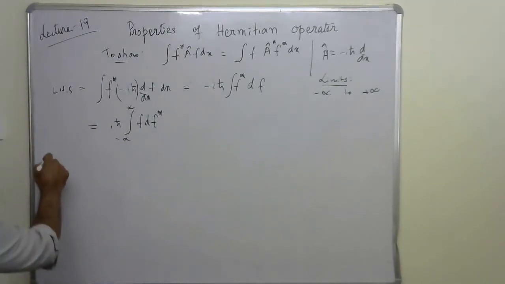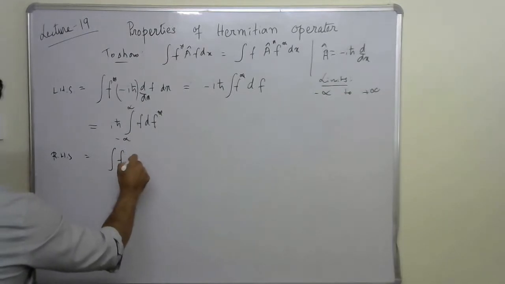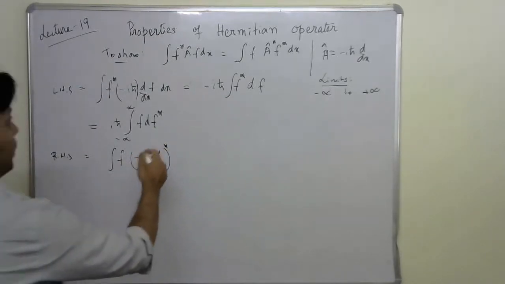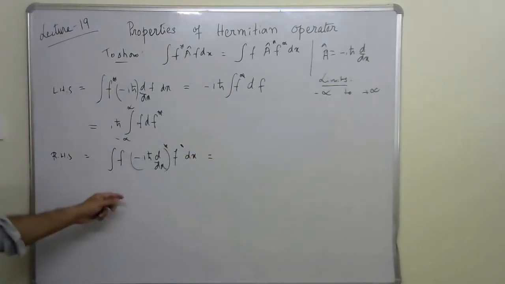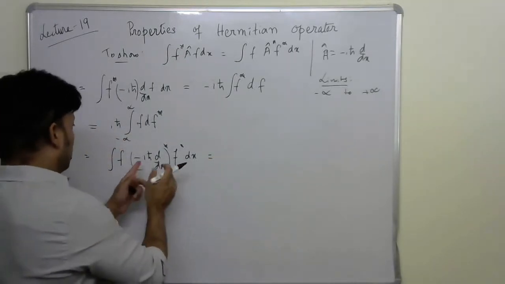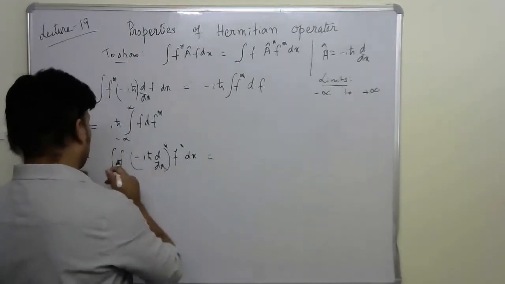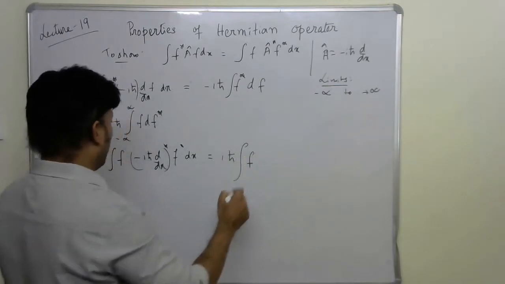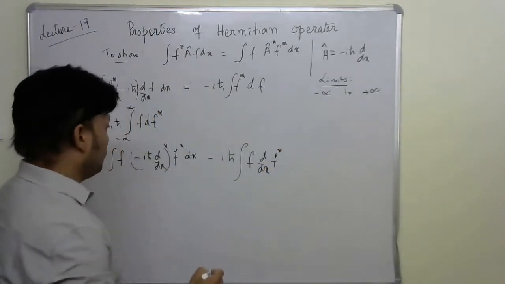All right, so now let's work on the right hand side, RHS. The RHS is equal to integral f, and we have minus i h cross ddx, and this whole thing under complex conjugate, meaning star, acting on f star, dx. What I'm going to do is take the complex conjugate of minus i h cross. H cross star is equal to h cross, and minus i star means plus i. So i h cross would come outside, and inside we have f, and ddx star is actually ddx, so ddx of f star dx.